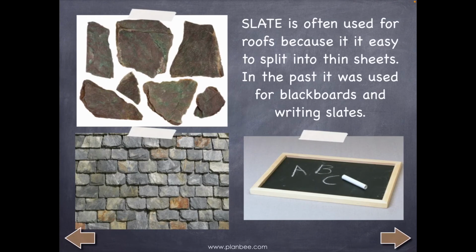Slate is another metamorphic rock. It is often used for roofs because it can split into thin sheets. If you have seen slate before, you can see that it comes in layers, and you can separate the slate off by its layers. In the past, it was used for blackboards and writing slates.